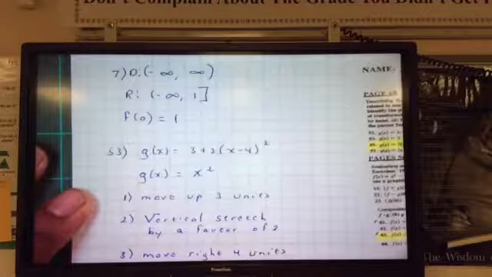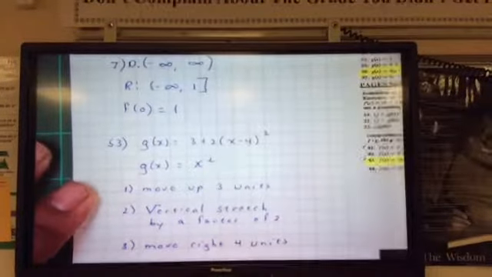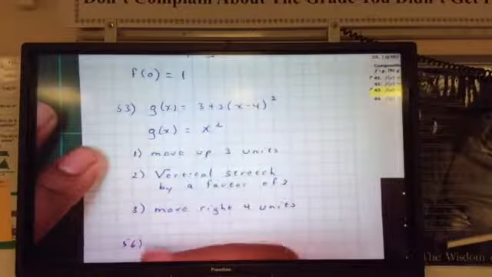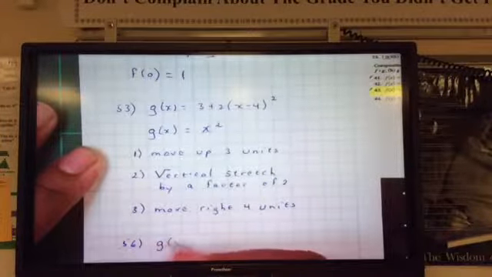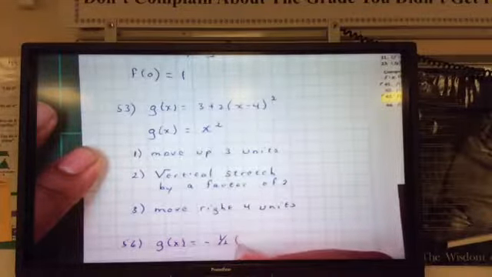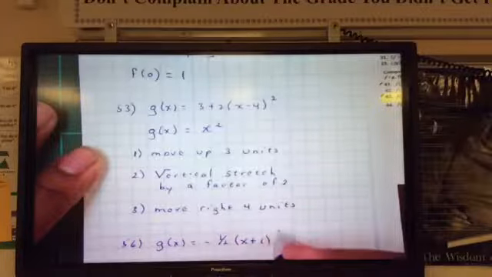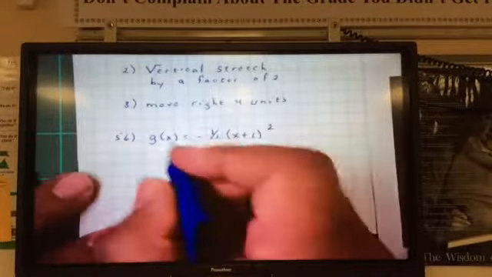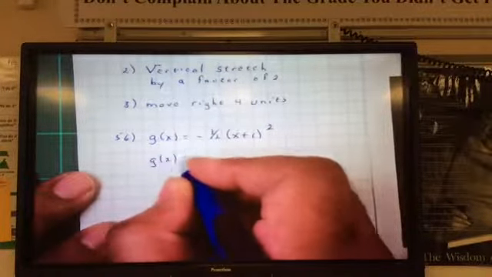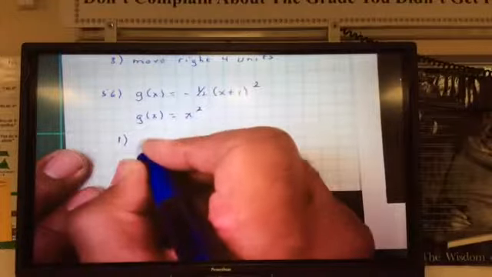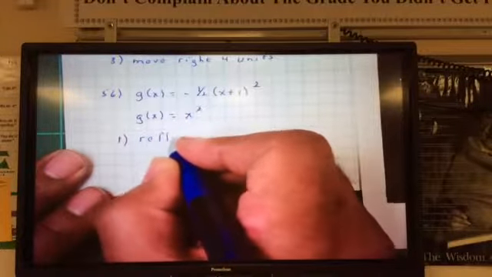Okay. Now let's do one more. Let's do number 56. Well, 56 is g of x equals negative 1/2 x plus 1 squared. Now once again, the parent function is this square here, so the parent function would be g of x equals x squared. As we examine this going from left to right, we have a negative sign, so that's going to be a reflection over the x-axis.